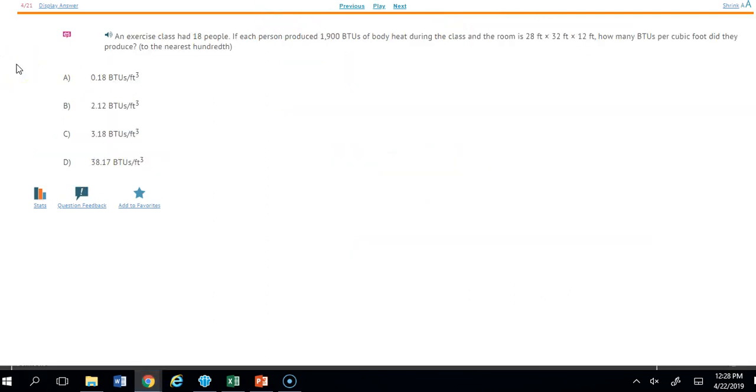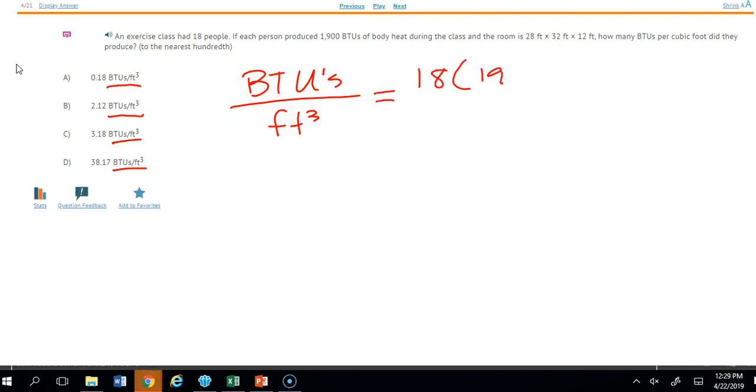Number 4 says an exercise class has 18 people. If each person produced 1900 BTUs of body heat during the class, and the room's 28 by 32 by 12, how many BTUs per cubic foot did they produce to the nearest hundredth? Okay, now on this one, I want you guys to notice that every answer here has BTUs per feet cubed. So that kind of tells me how to set up this problem. BTUs and feet cubed here. So our BTUs, we have 18 people at 1900 BTUs per person, and our room is 28 by 32 by 12.